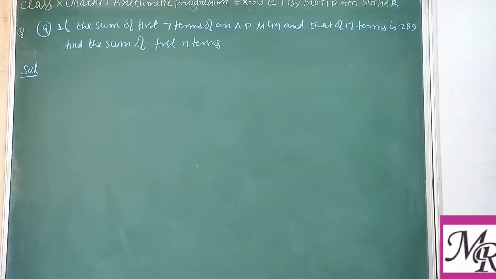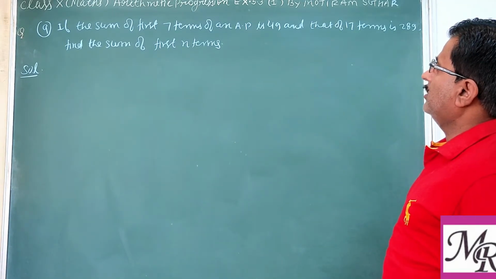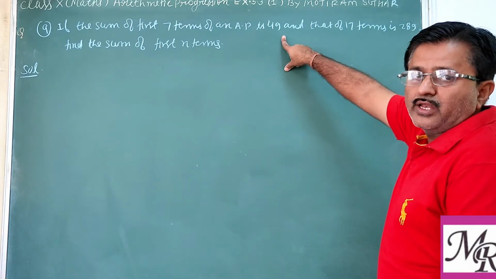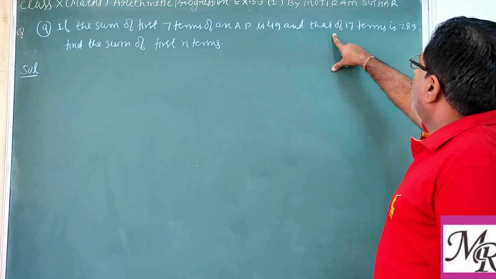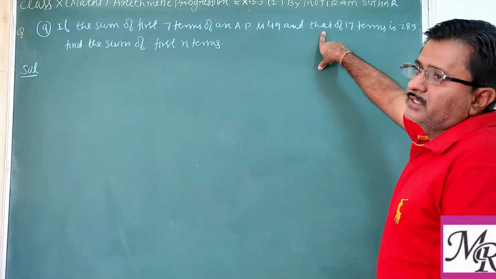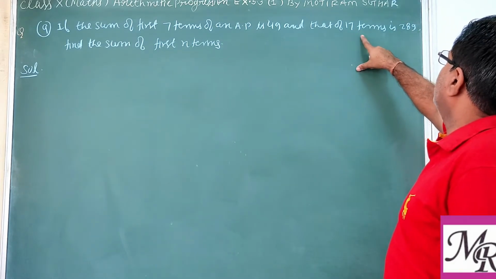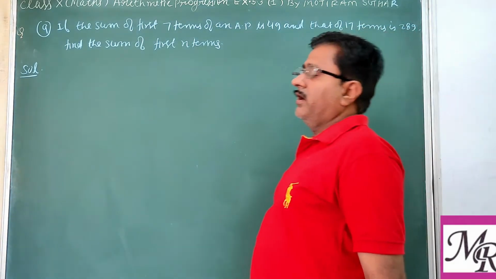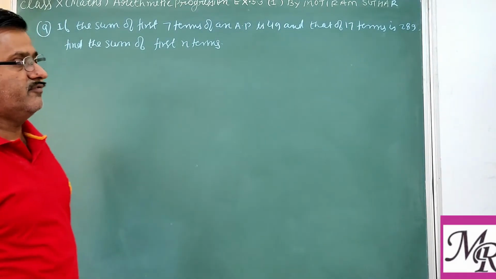So next is, if the sum of first 7 terms of an AP is 49, we are given the sum of 7 terms of the AP and the sum of 17 terms, that is, the sum of first 17 terms is 289. Find the sum of first n terms. You have to find the sum of first n terms.